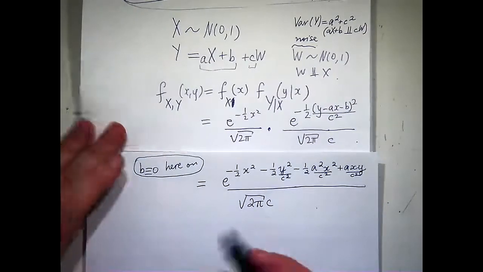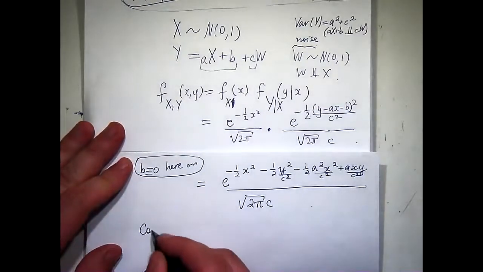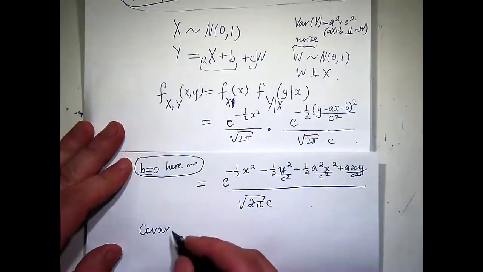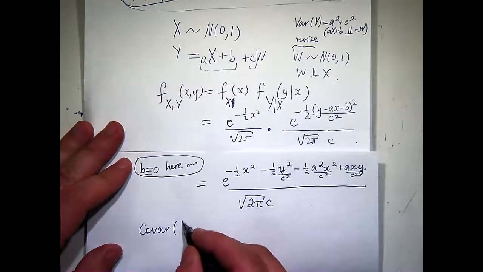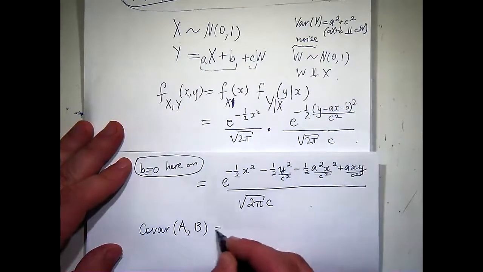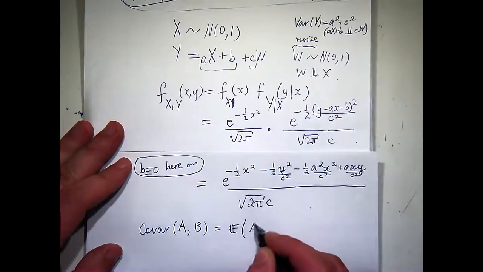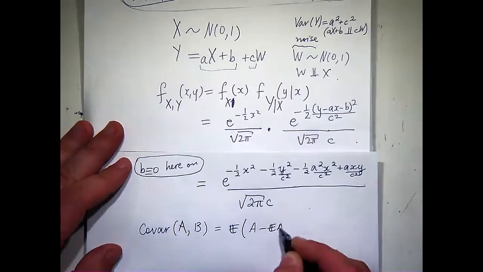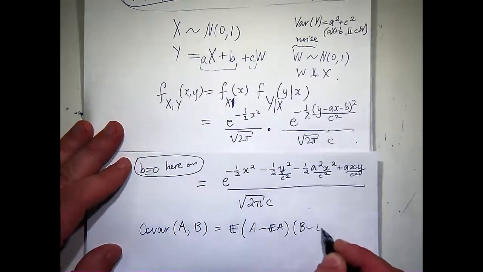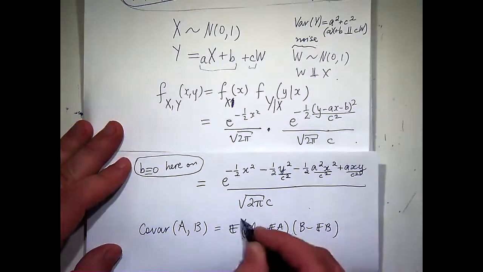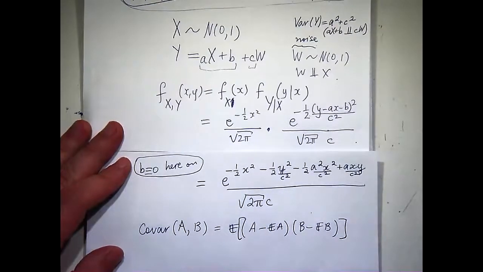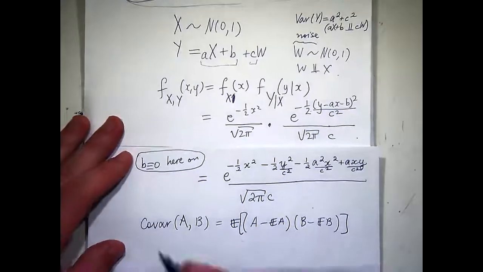As we mentioned before, the covariance of two variables, a and b, is the expected value of a minus expected a times b minus expected b. Now, in this case, we're having so-called centered variables that all have mean 0. So that will be the same as expected value of xy in this context.